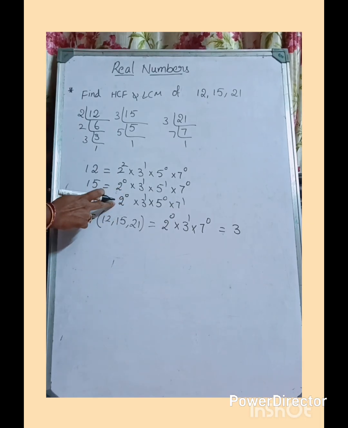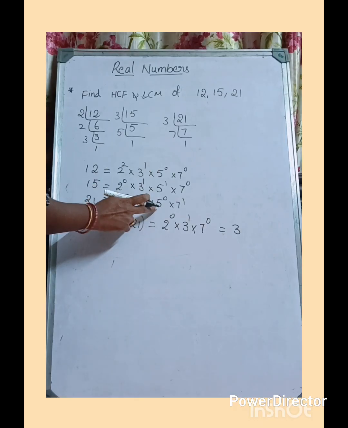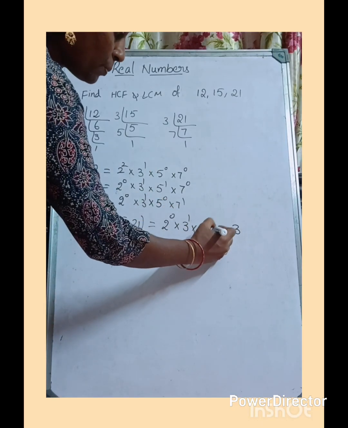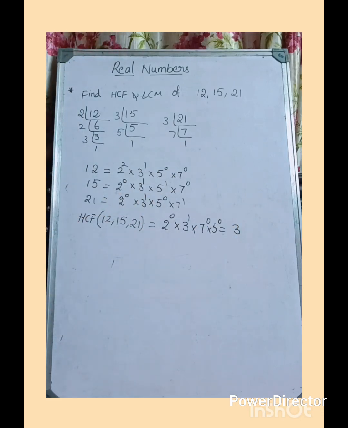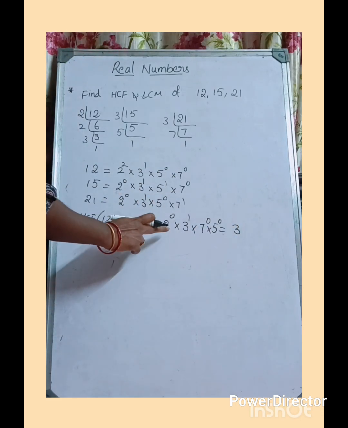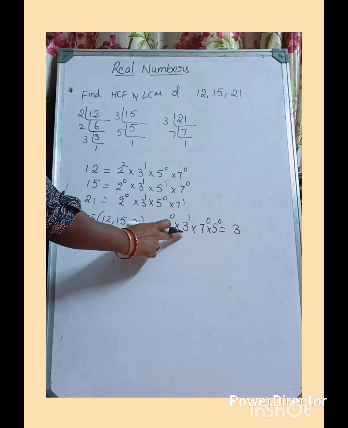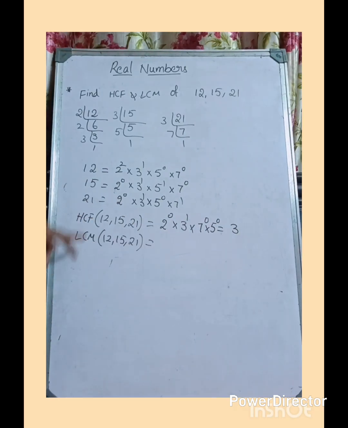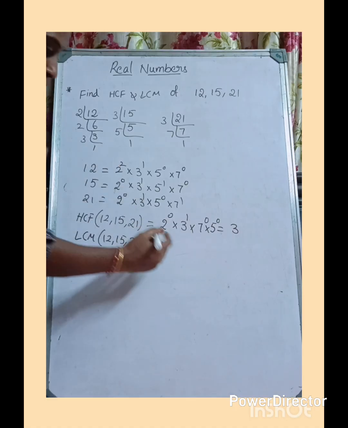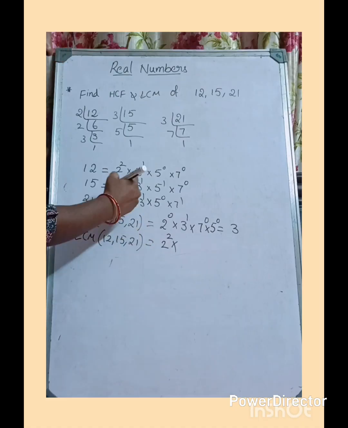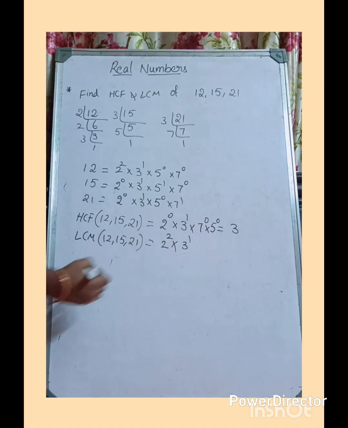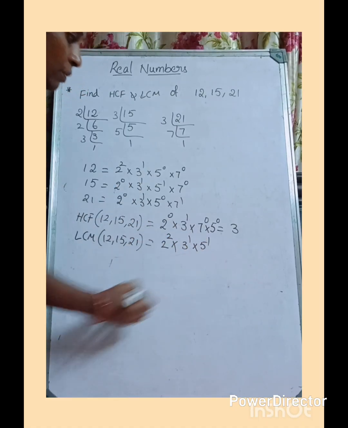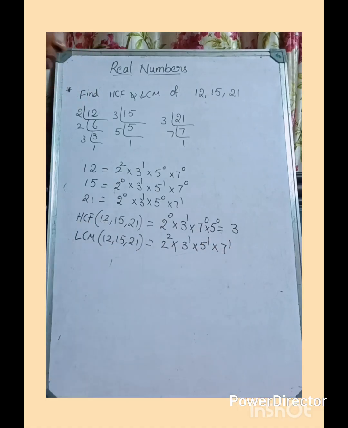And here, in 2s we have seen the 2 power 0, in 3s the 3 power 1, in 5s the least power 5 power 0, and in 7s 7 power 0. So 2 power 0 is nothing but 1. 1 into 3 into 1 into 1. Now for the LCM we need to go with the highest powers of the numbers. Which is the highest power? In the 2s, the highest power of 2 is what? 2 power 2. In 3s, which is the highest power? 3 power 1. In 5s, 5 power 1. And in 7, it is 7 power 1.